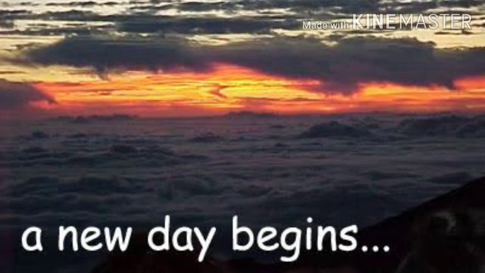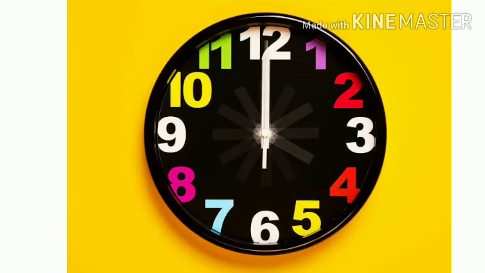Can you say, children, at what time a new day begins? Yes, at 12 o'clock at night, that is called midnight, a new day begins. You can observe in your cell phone also that as it is 12 midnight, the day and date both are changed.